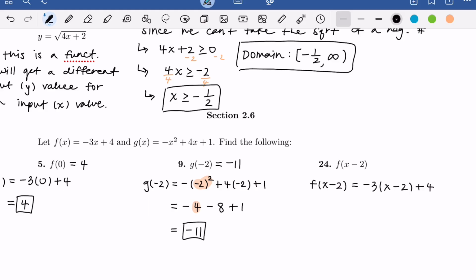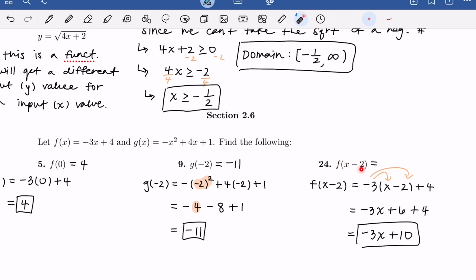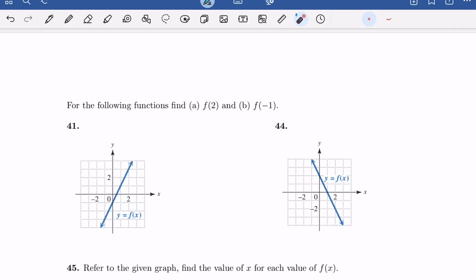From here, we can simplify this. We know that this -3 is going to be distributed to everything in our parentheses here. So that's going to give us a -3x. And then we have -3 times -2. That'll give us a +6. And then we still have this plus 4 here. Now we can simplify this by combining like terms. We still have this -3x, but we're going to end up with a second term plus 10. So our final answer is -3x plus 10. If we were to evaluate our function f of x at this expression, x minus 2, we're going to end up with -3x plus 10. Now, the next several questions are very similar.